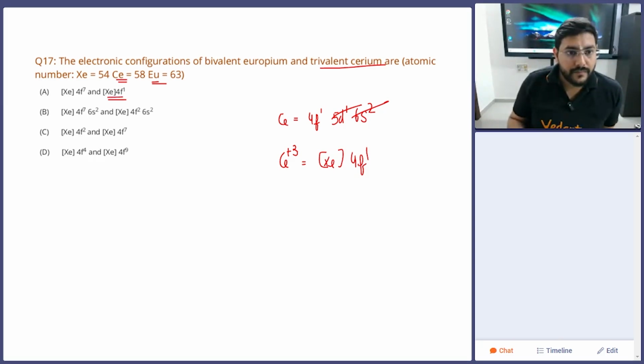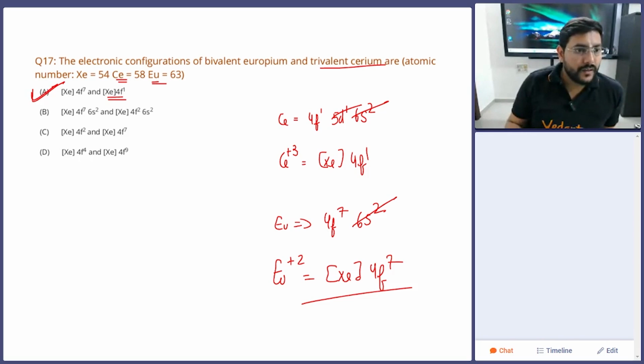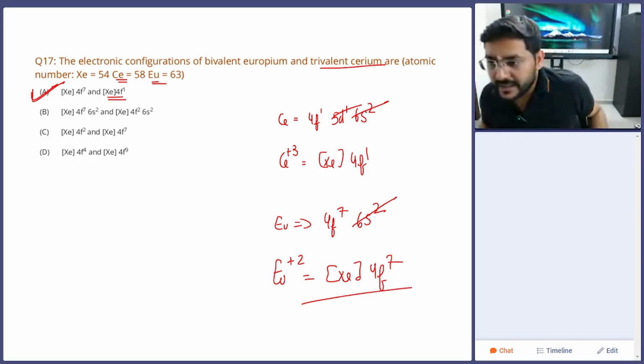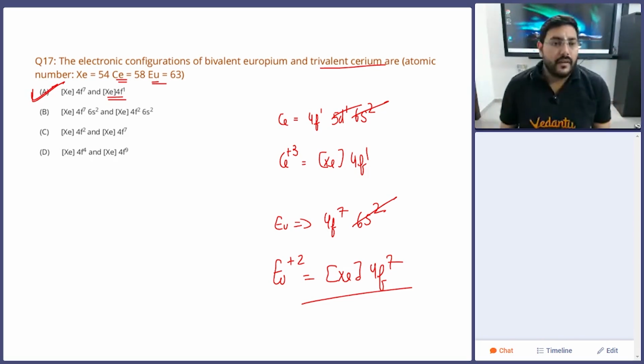Now, in case of Eu, the configuration will be 4f7 6s2, which is bivalent. So we are going to get Eu plus 2 as [Xe] 4f7. The right answer is A. Is it clear to everyone? Come on, my lovely future engineers.